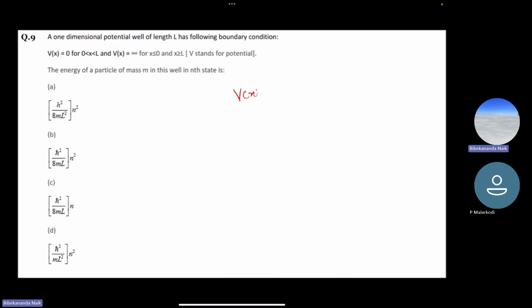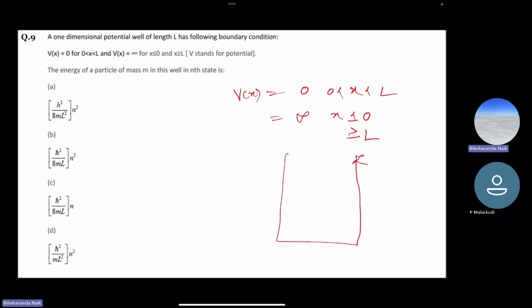So if you talk about the one dimensional potential well, it has the form V(x) equals 0 for x lying between 0 and L, and V(x) equals infinity for x less than or equal to 0 and x greater than or equal to L. How will it look? It will somewhat look like this, where these are infinity, this is 0, this is L. So x is along this direction. From 0 to L the value is 0, and other values are infinity. So this is basically called a one dimensional infinite potential well.